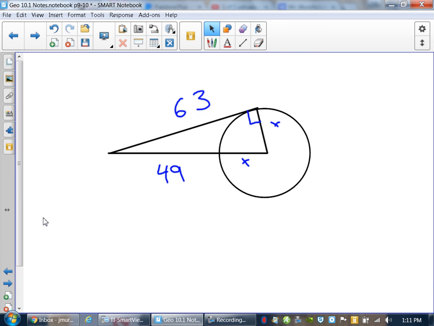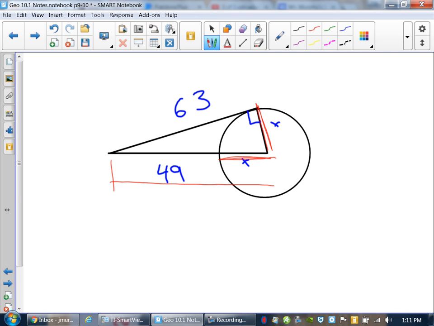Why do I have two x's? Because one of the values of x is this segment. The other value of x is this segment. Because they're radii, correct. Which means, what's this entire segment then? Am I multiplying? There you go. The whole thing would be 49 plus x. All right. So is it okay if I say x plus 49 though?